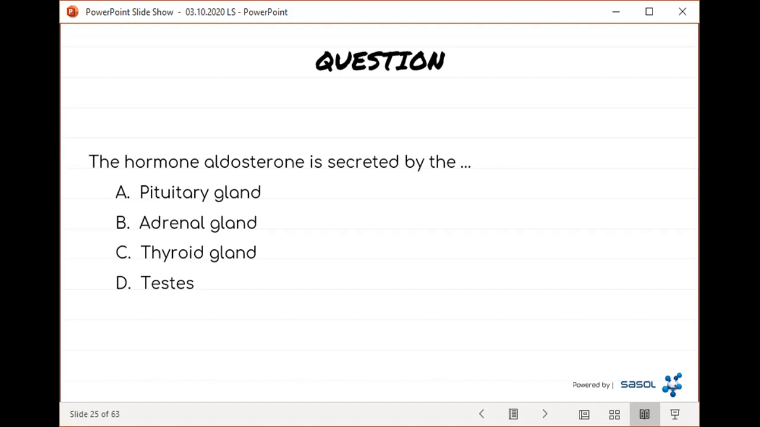It also secretes prolactin. Right. So then we move on to B, which is the adrenal gland. Adrenal gland secretes aldosterone, and it also secretes adrenaline. Right. Then C, the thyroid gland, it secretes thyroxine, and then the testes secrete testosterone. Right. So as mentioned, the adrenal gland secretes aldosterone as well as adrenaline, which we also call norepinephrine and epinephrine. Therefore, the answer to our question here would be option B.